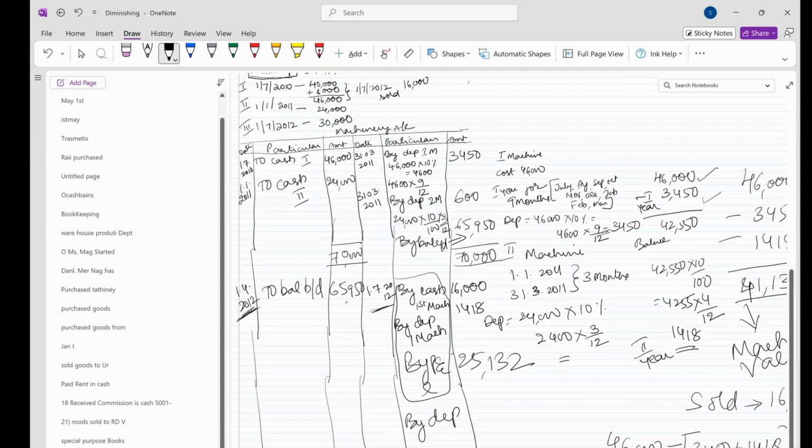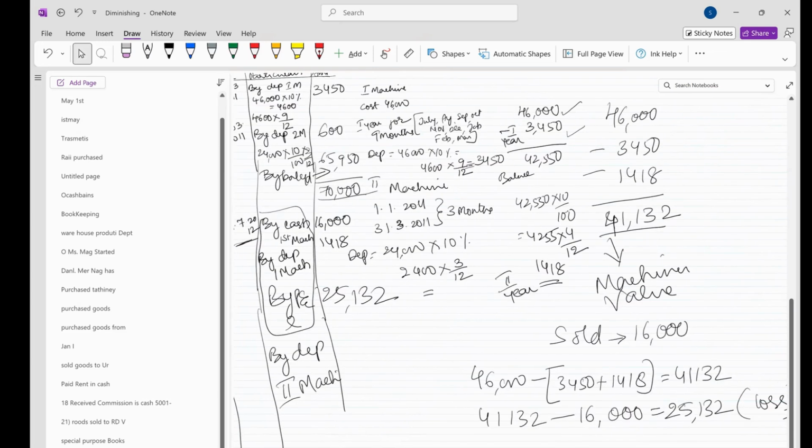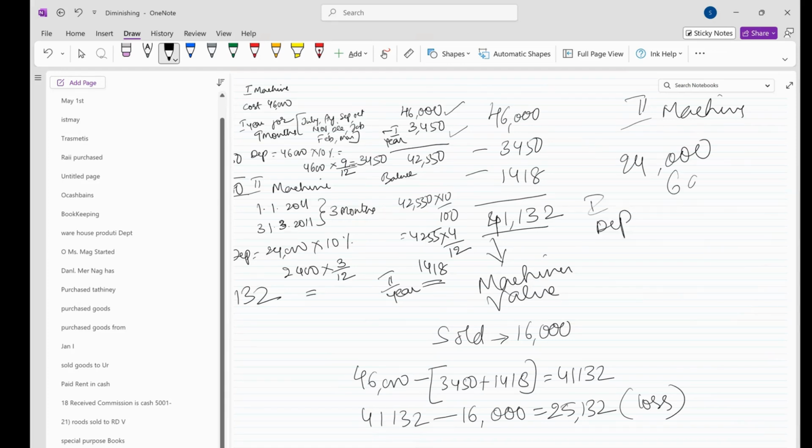By depreciation, second machinery. Okay. So for the second machinery, what is the total cost? 24,000. Last year, depreciation, how much did you provide? 600. So what will be the balance now? 23,400 is the balance.